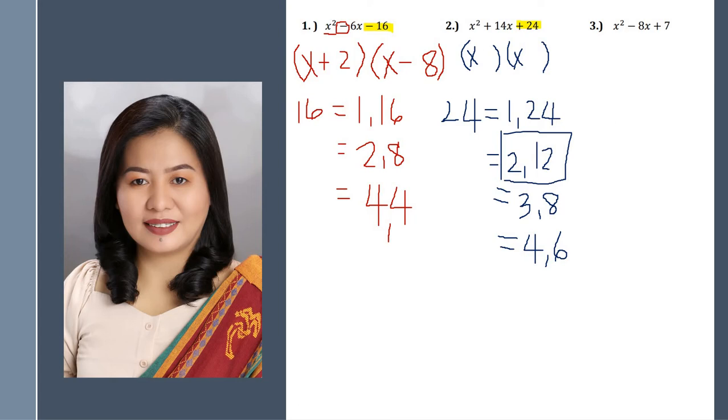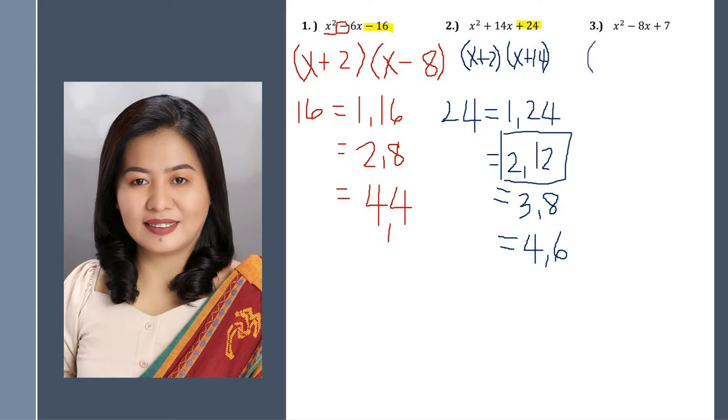So that would be plus 2 plus 12. Actually, you don't need to list everything, because as you are writing the factors of the numbers, if you can already see that you have found the possible pairs, then you can stop there. You don't need to really list everything. Okay, we moved on to number 3.